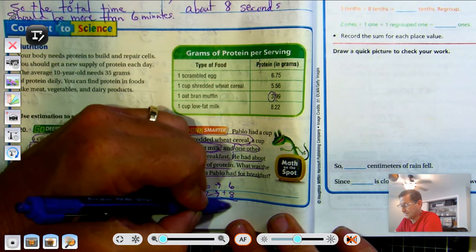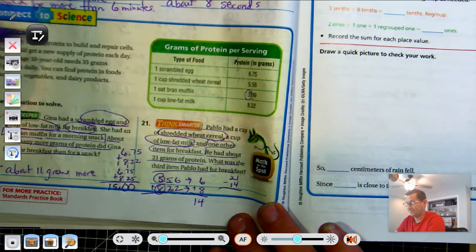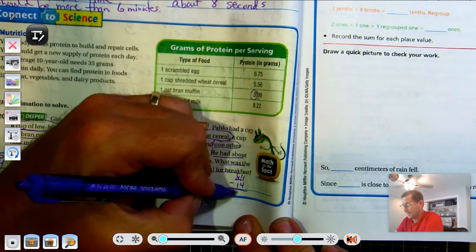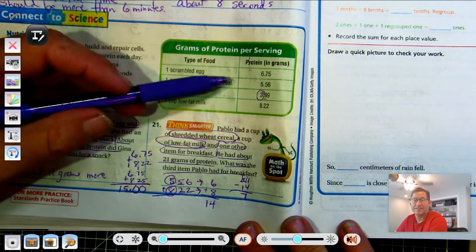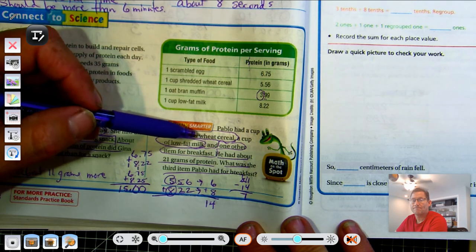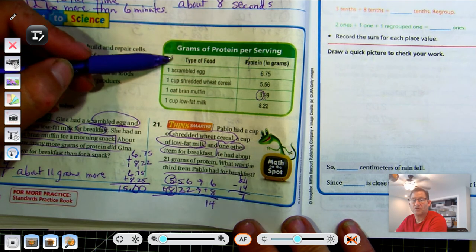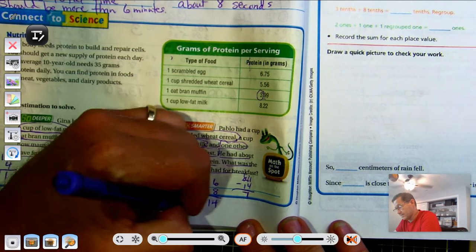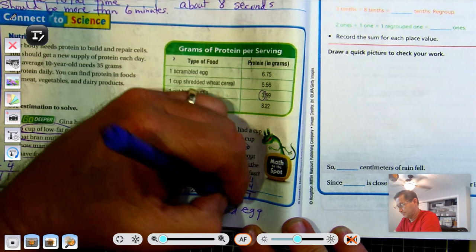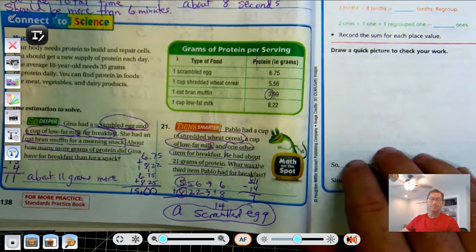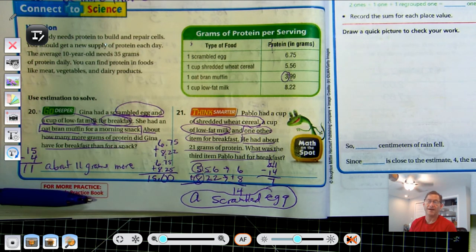8 and 6 is 14. So 21 take away 14 is 7. So is there an item in the table that is about 7 grams? Yeah, the scrambled egg, right? The scrambled egg is closest to 7. So Pablo had a scrambled egg as his third item.